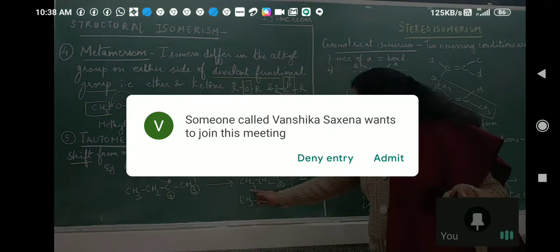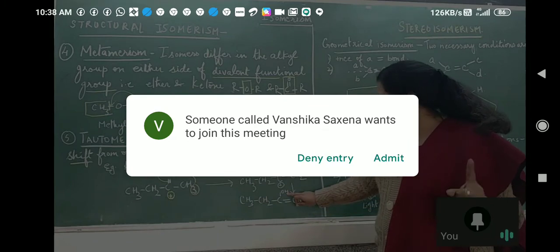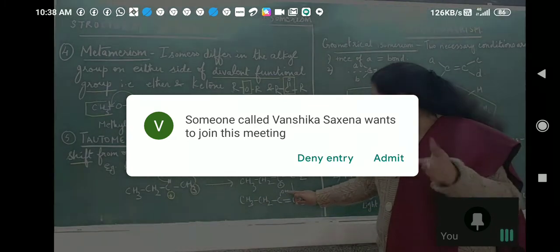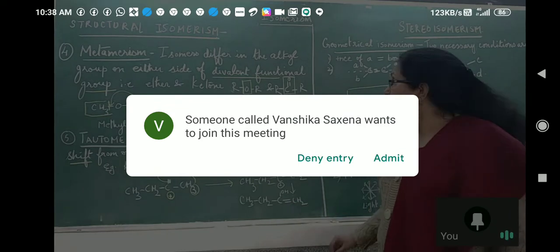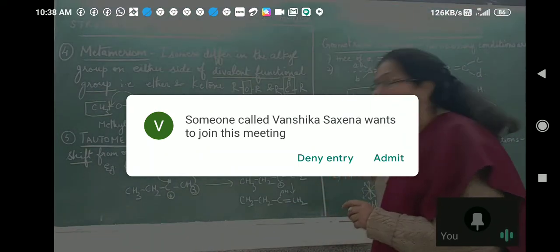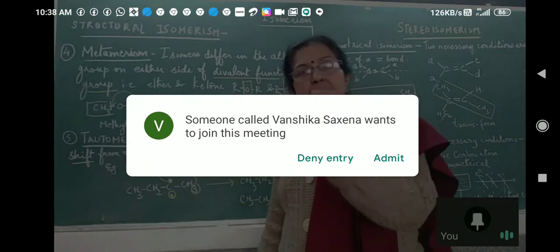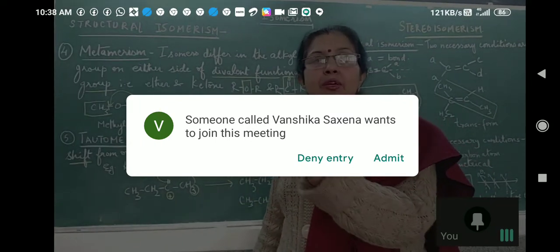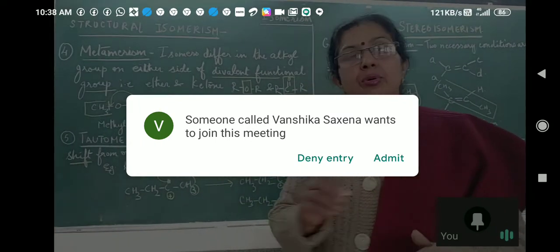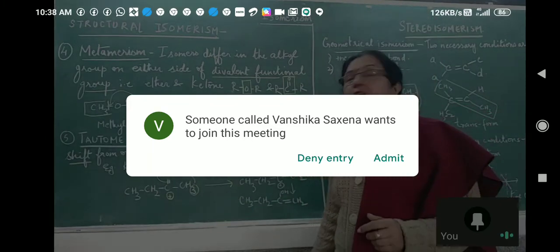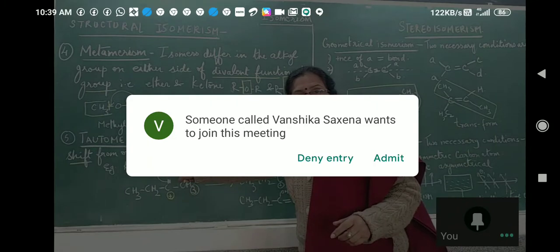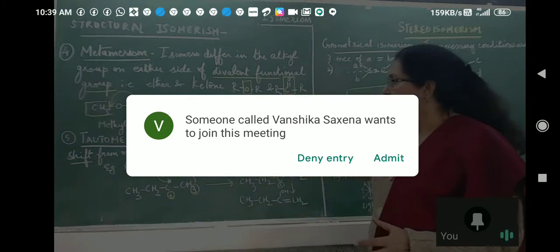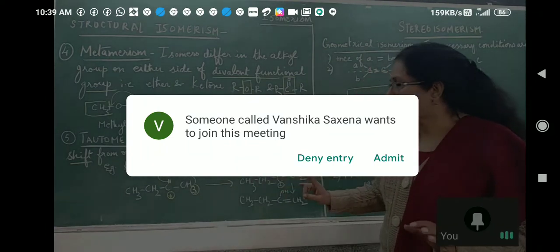Now see, this molecule has both OH, that is alcohol, and a double bond. So the combined name will be enol, E-N-O-L. Why? En is from ene, and ol. O is a vowel, so we'll drop the E. So in continuation it becomes enol. Is this clear? This is known as enol tautomerism.